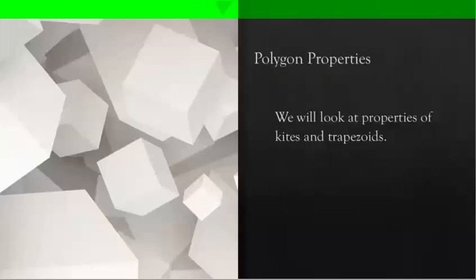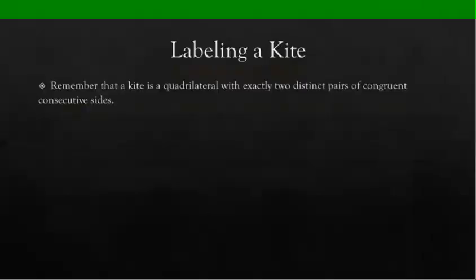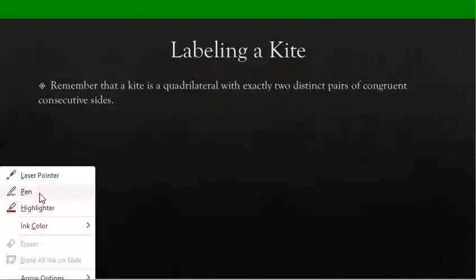We will be looking at properties of different polygons. Today we will look at the properties of kites and trapezoids. So remember that a kite is really a quadrilateral with exactly two distinct pairs of congruent sides.